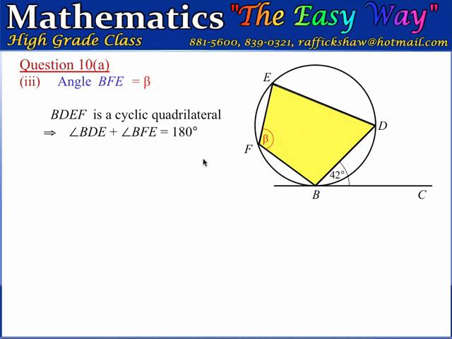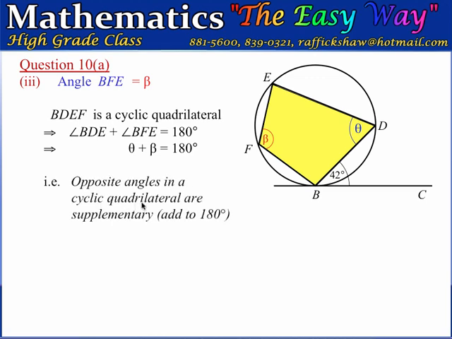They are supplementary. And so if we call this angle theta, it means that theta plus beta will be equal to 180 degrees. And that is because the opposite angles in the cyclic quadrilateral are supplementary. Therefore, beta will be equal to 180 degrees minus theta. And so now we need to find the angle theta.